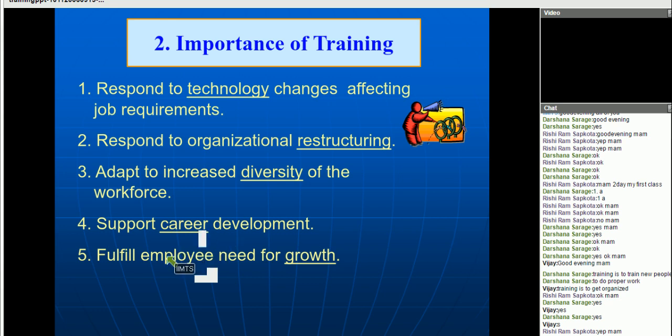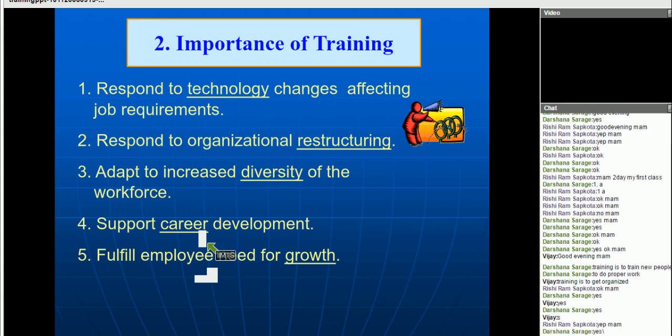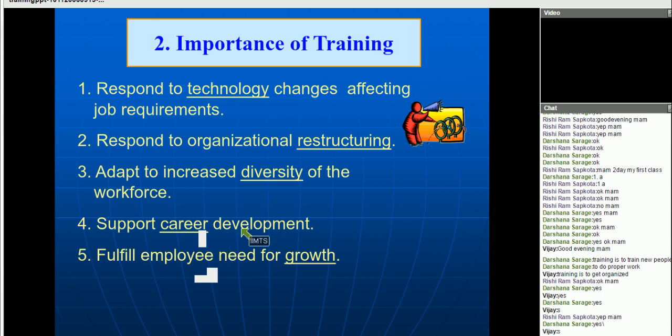Support career development. Like whenever you apply for a particular job, whenever you update your resume, you definitely mention the training you have gone through in the period of your working. That is an added advantage, isn't it? Then fulfill employees' need for growth. This satisfies the emotional quotient of the employees. They feel like they have been growing over the years, they have learned new things, and they feel satisfied. They derive job satisfaction from such a thing.